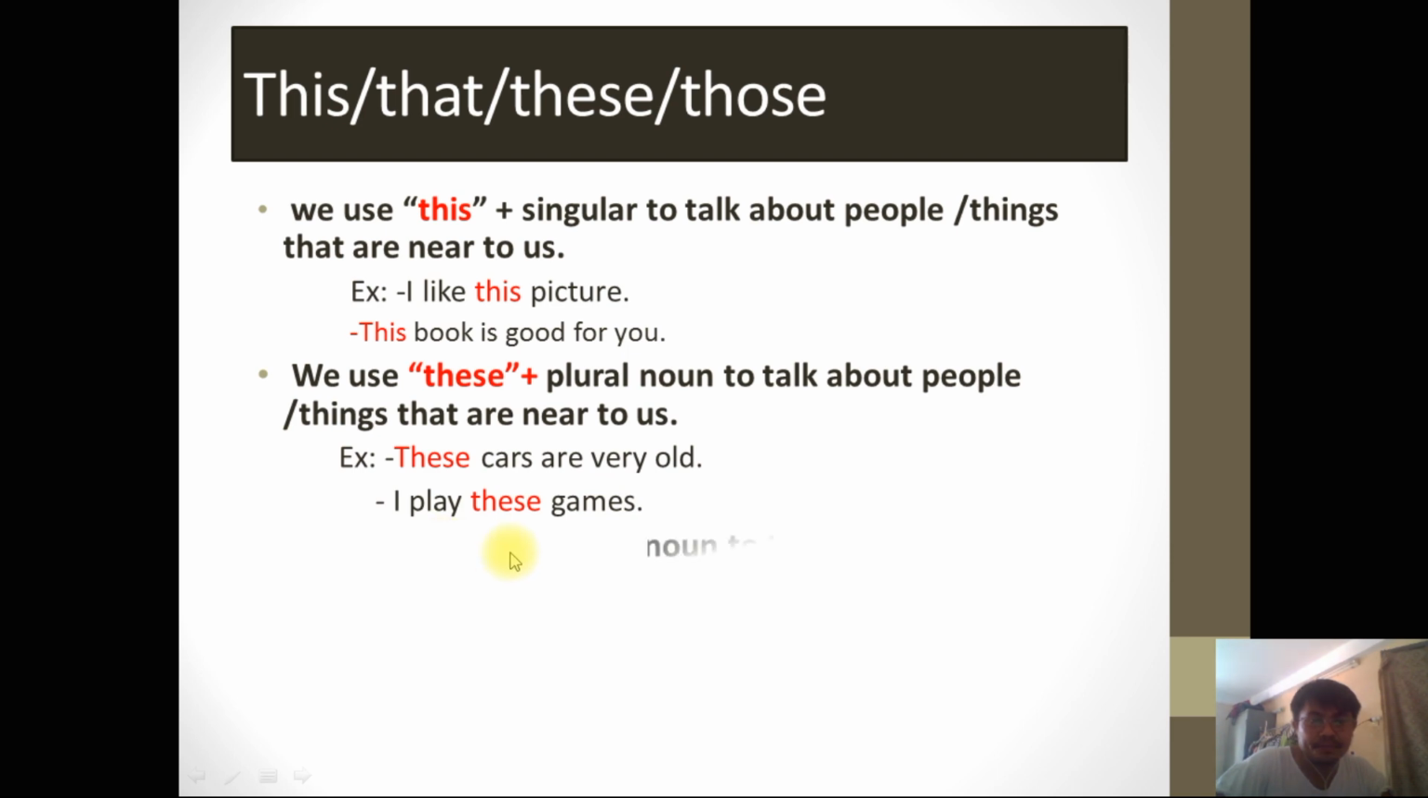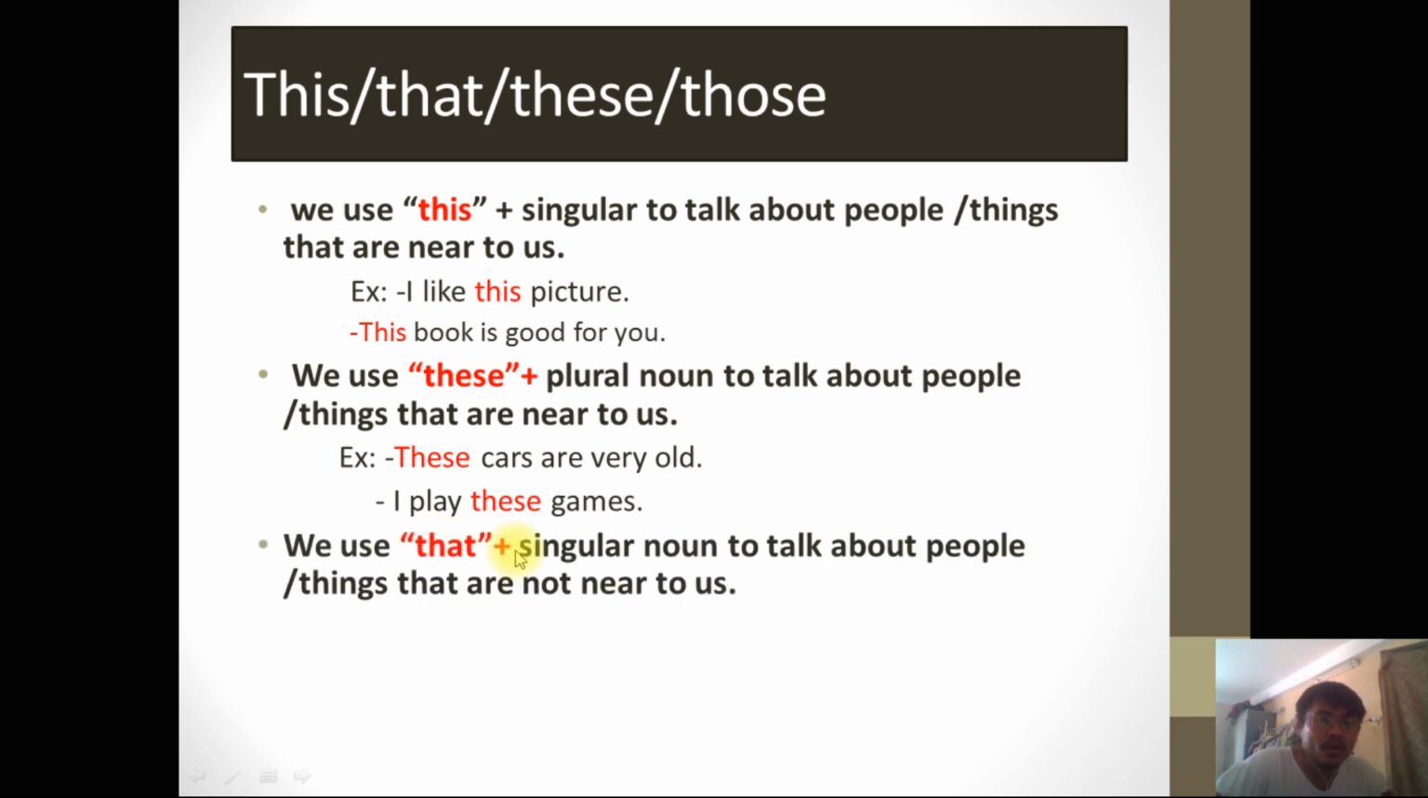Now another one. We use that plus a singular noun to talk about a thing or person that is not near to us, or we can say far from us. So we use that with a singular noun, but it's not near to us. I mean, it's far from us.